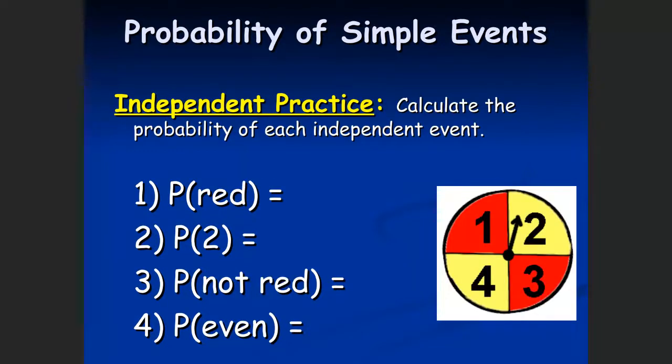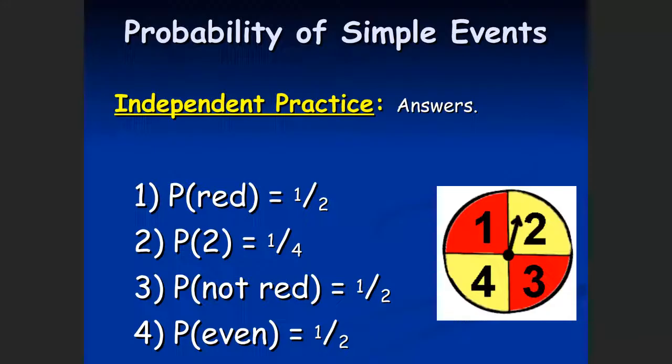Calculate the probability of each independent event. Probability of red would be 1/2. Probability of 2, 1/4. Not red, well, that would be 1/2, because being red or not red would add up to 1, right? Probability of an even, 2, 4, so that's 1/2 also. So there's my answers. I think you're going to have an easy time this week.